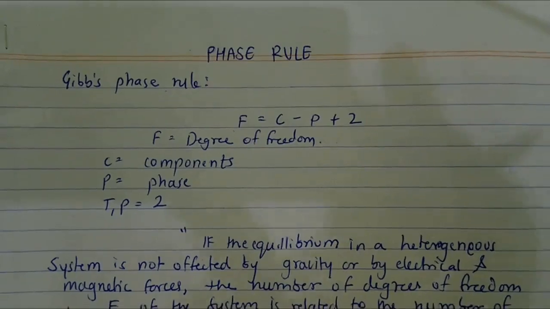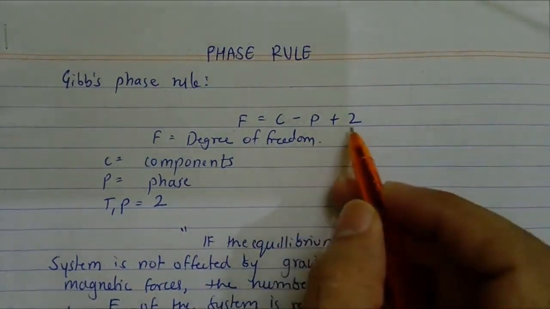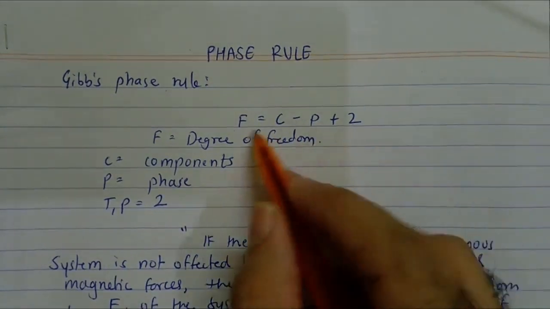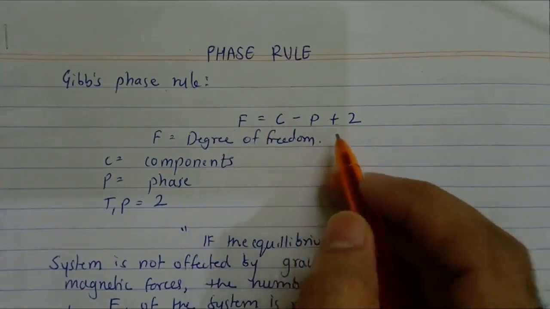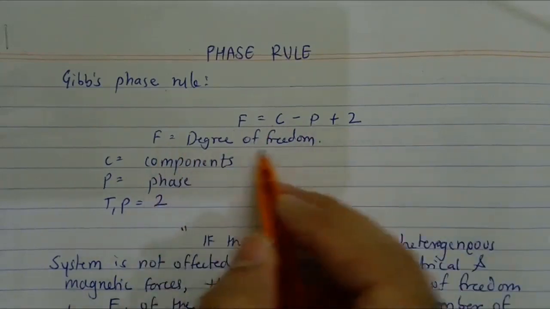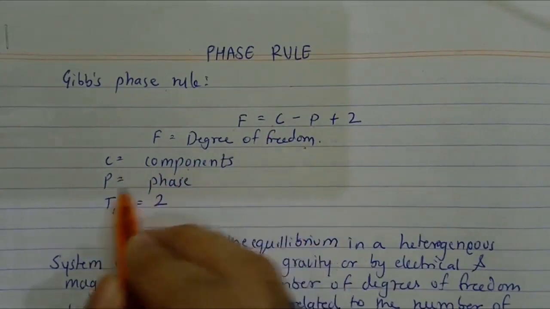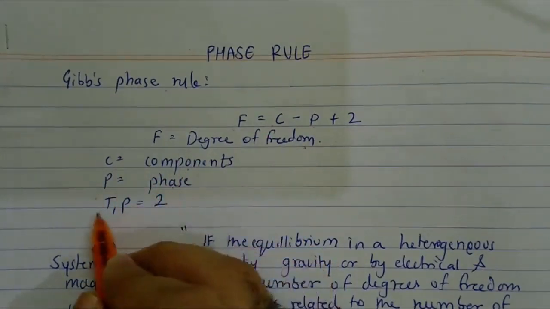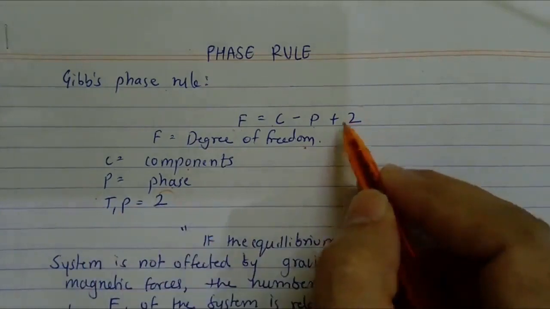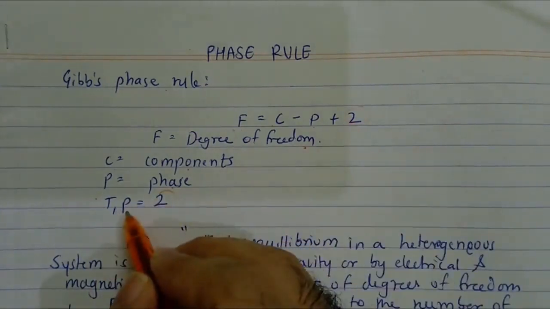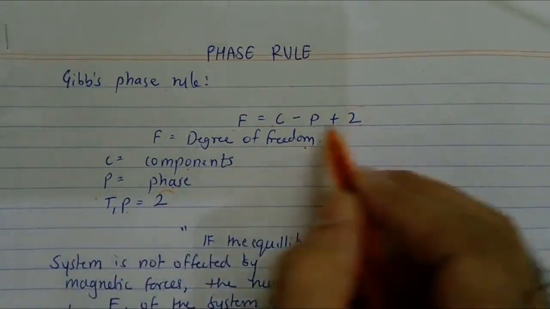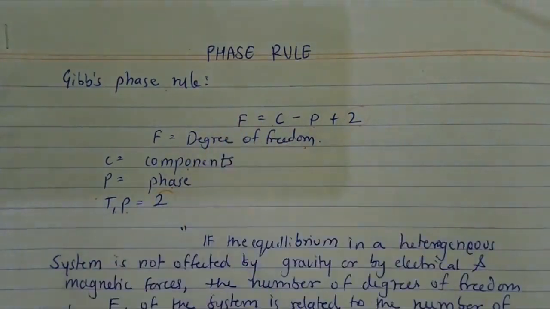Gibbs phase rule is given by F is equal to C minus P plus 2. Now what is F, what is C, what is P? We'll see one by one. F is the degree of freedom, C is the components, P is the phases, and this 2 is for temperature and pressure. So this is the Gibbs phase rule.